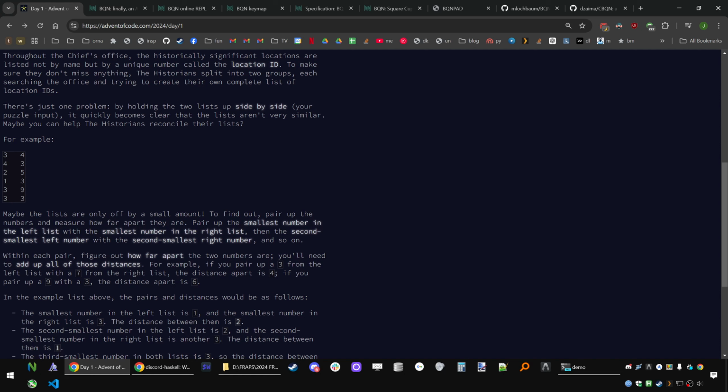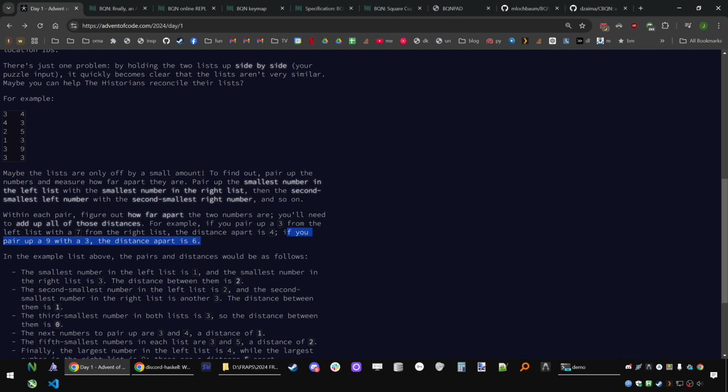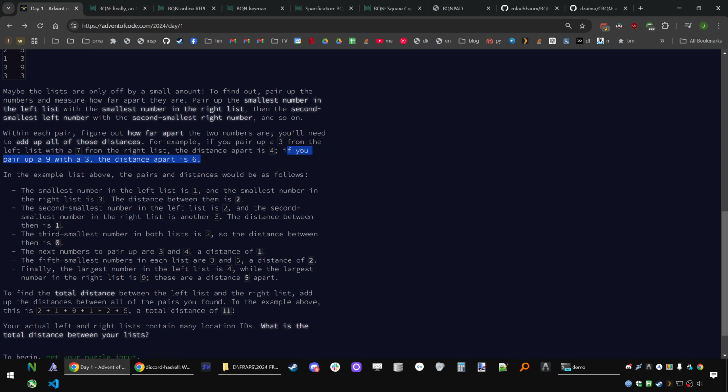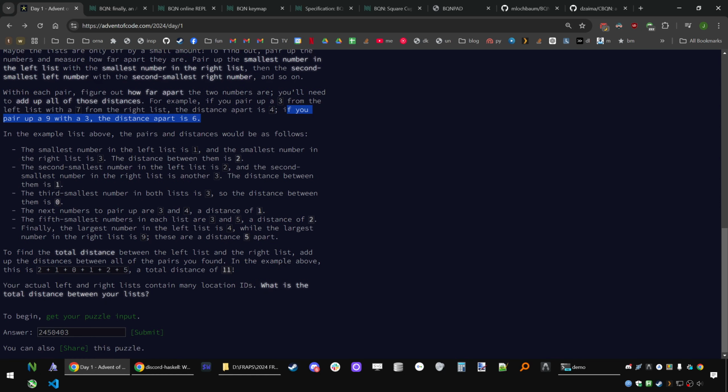Pair up the numbers and measure how far apart. Pick up the smallest number in the left list and the smallest number in the right. Second smallest, left, right, and so on. Within each pair, figure out how far apart, which is the difference. It's not distances, it's differences. Pair up a 3 from the 4. Yes, if you pair up a 3, that's a 6. Find the total distance between the left list and the right list.